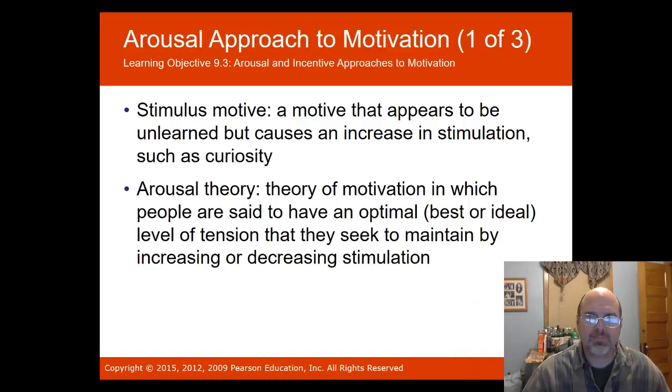Okay, next. Stimulus motive. That's a motive that appears to be unlearned but causes an increase in stimulation, such as curiosity. So the optimal arousal theory suggests that we're motivated to avoid both boredom and stress. So we have the stimulus motive, and then we have arousal theory. So we want to keep a balance between tension and stress and boredom.